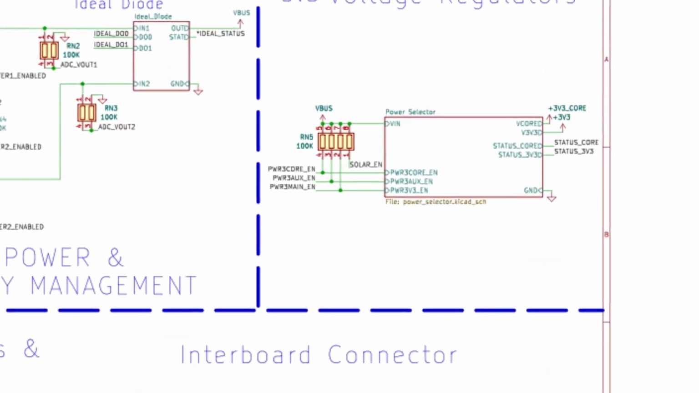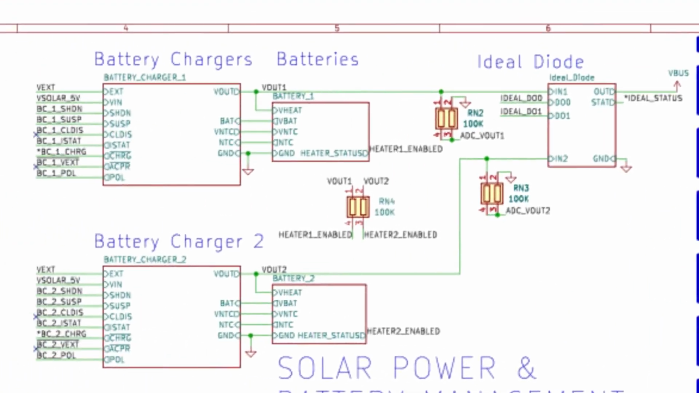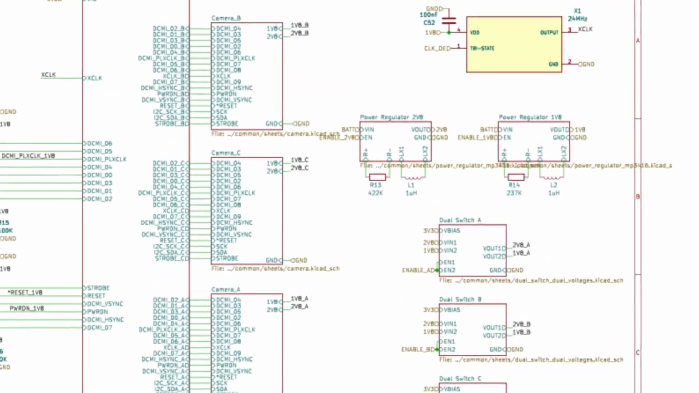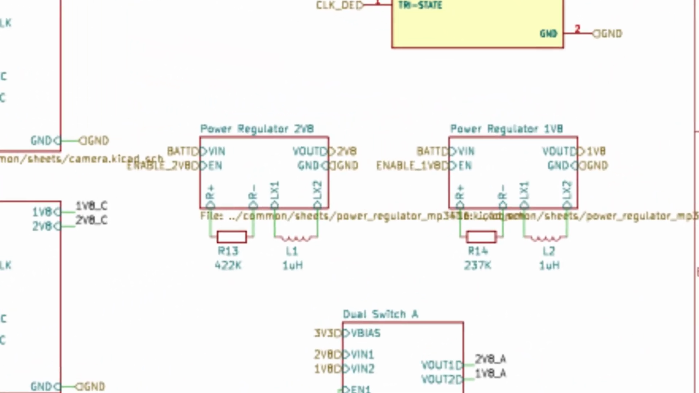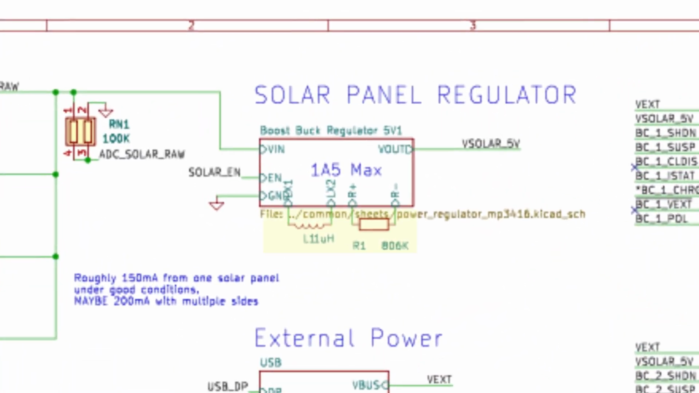CubeStack needs many regulators, 3.3 volt for cores and peripherals, 5.1 volt for battery management, 2.8 and 1.8 volts for cameras. It's the same regulator block every time, just with different set points. I customized the voltage divider using hierarchical labels, and the rest of the sheet stays identical.